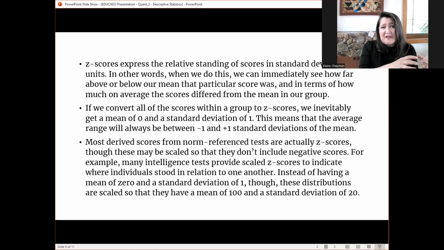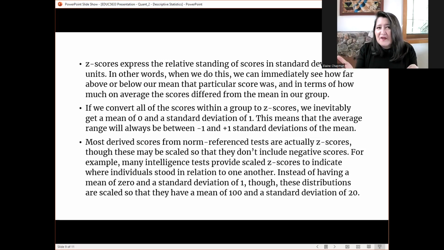If we don't want to be reporting back negative intelligence quotients, what we can do is pick up our distribution and push it up, we scale it up, so that instead of having a mean of 0, we now have a mean of 100. We can also fix the standard deviation to make sure that no scores, no matter how extreme, run into the negative region.